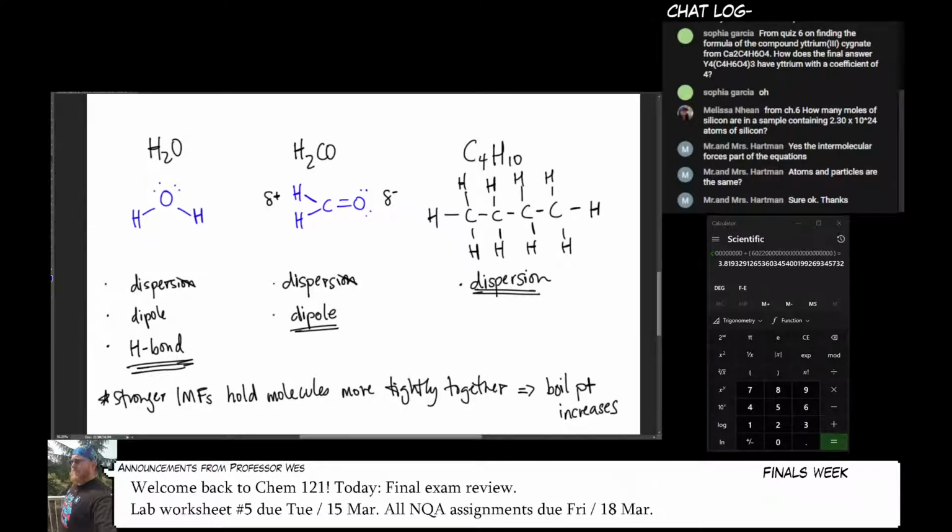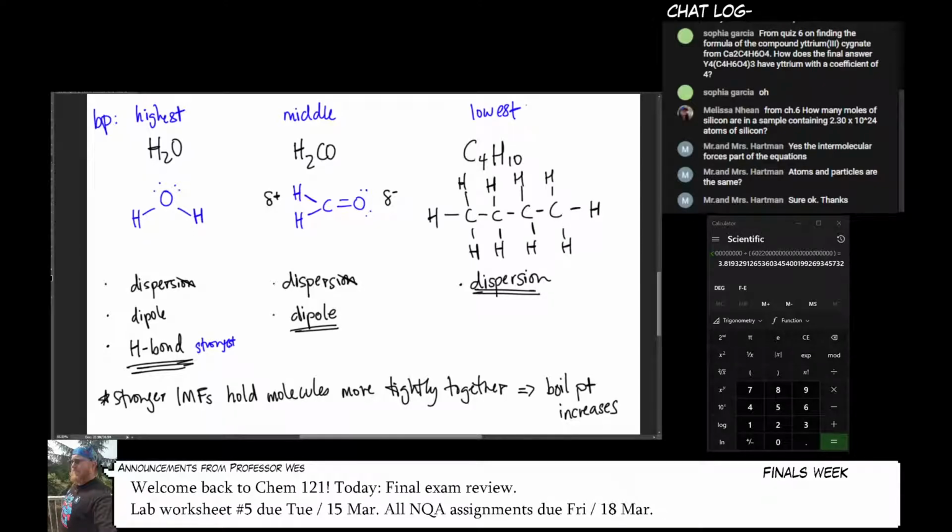So what we would do is we would expect, well, water can hydrogen bond. This is the strongest intermolecular force. So its boiling point would be the highest. For formaldehyde, dipole interactions are strong, so we would expect its boiling point to be in the middle. And then for C4H10, dispersion is weak, so we would expect its boiling point to be the lowest.